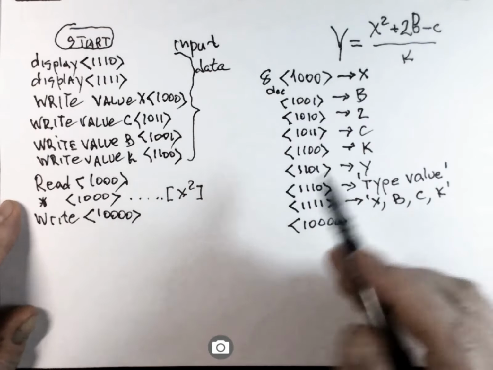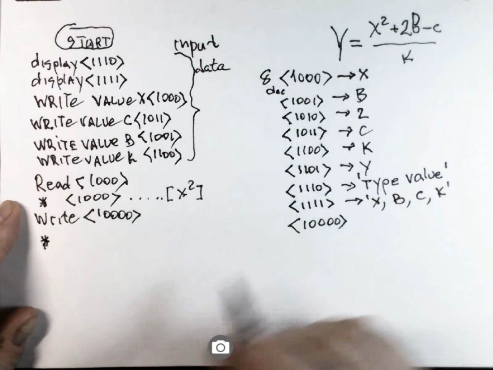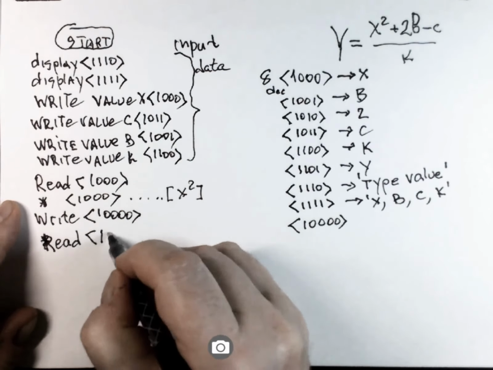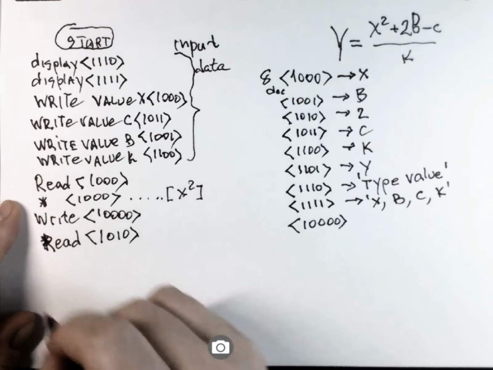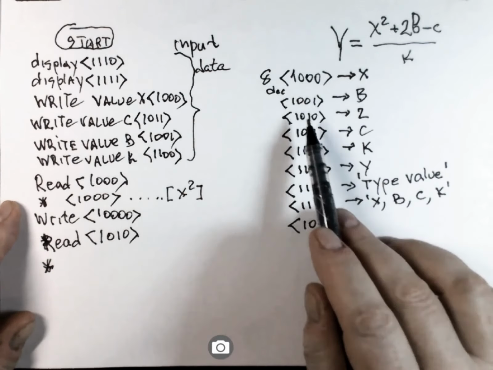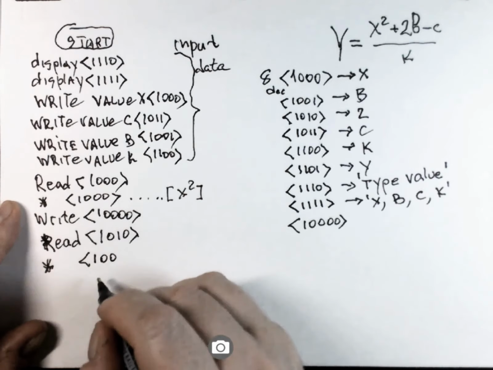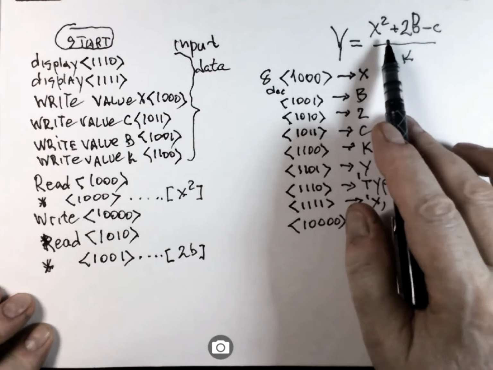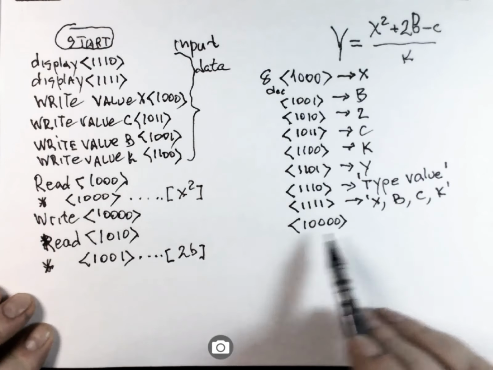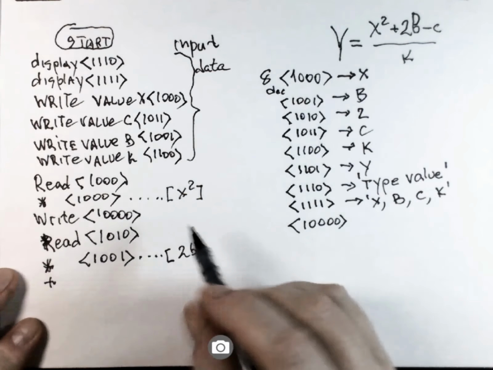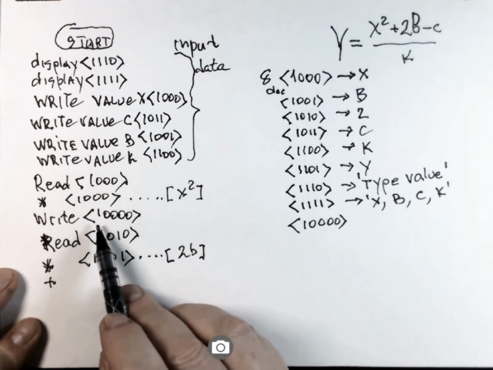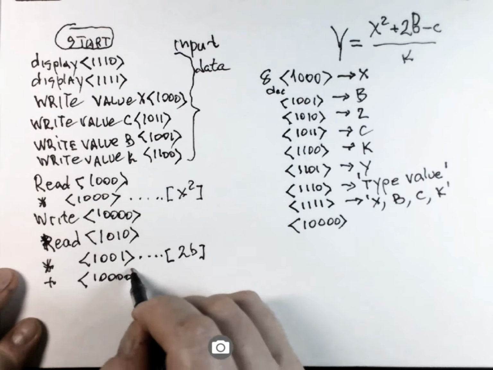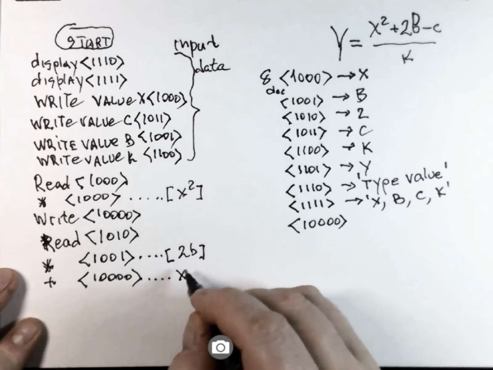Then I need to calculate 2b. Multiply. Oh, that is a mistake. I don't need to multiply. I need to read cell 1010, which is 2, and then multiply by b. B is cell 1001. So here I calculated 2b. 2b must be added to X squared, but we use X squared here. So what we need to do is plus cell 10000, cell 1000. Now in this case I have X squared plus 2b.